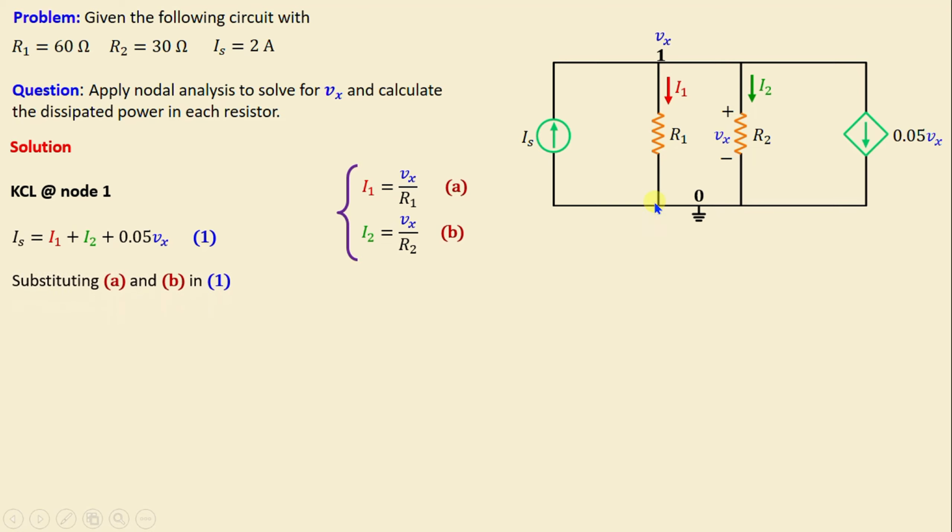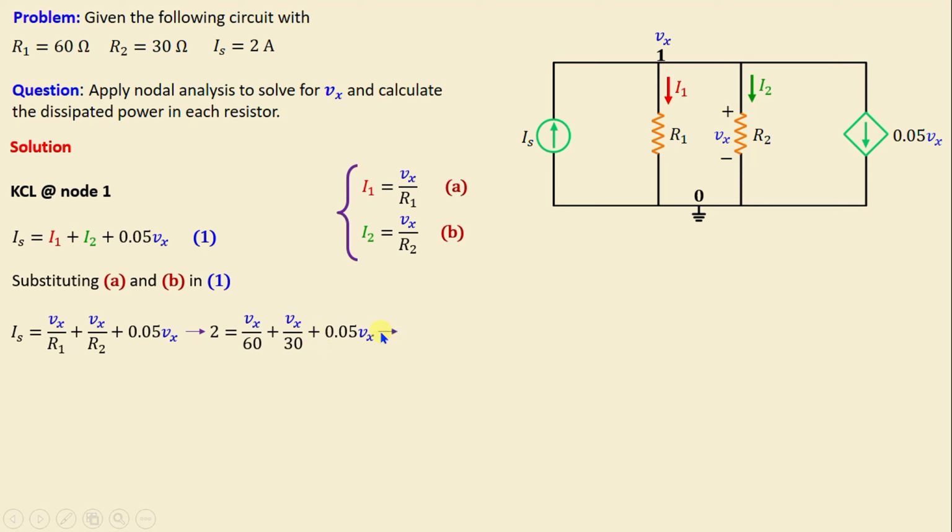By substituting now A and B in 1, we obtain IS is equal to Vx over R1 plus Vx over R2 plus 0.05 Vx. And by replacing the current and the resistors with their numerical values, we obtain 2 is equal to Vx over 60 plus Vx over 30 plus 0.05 Vx.